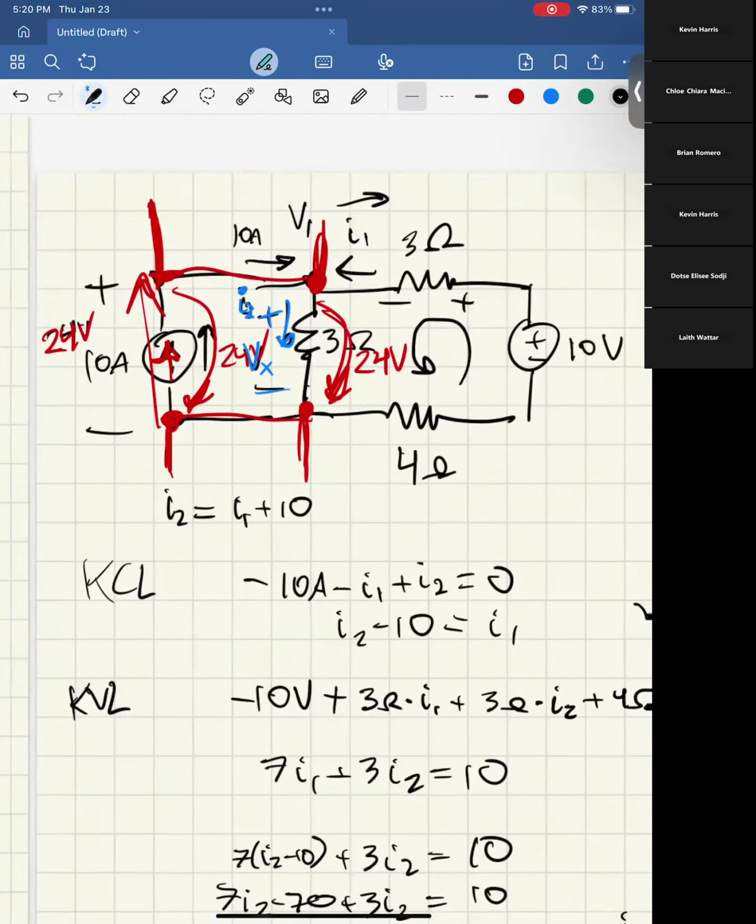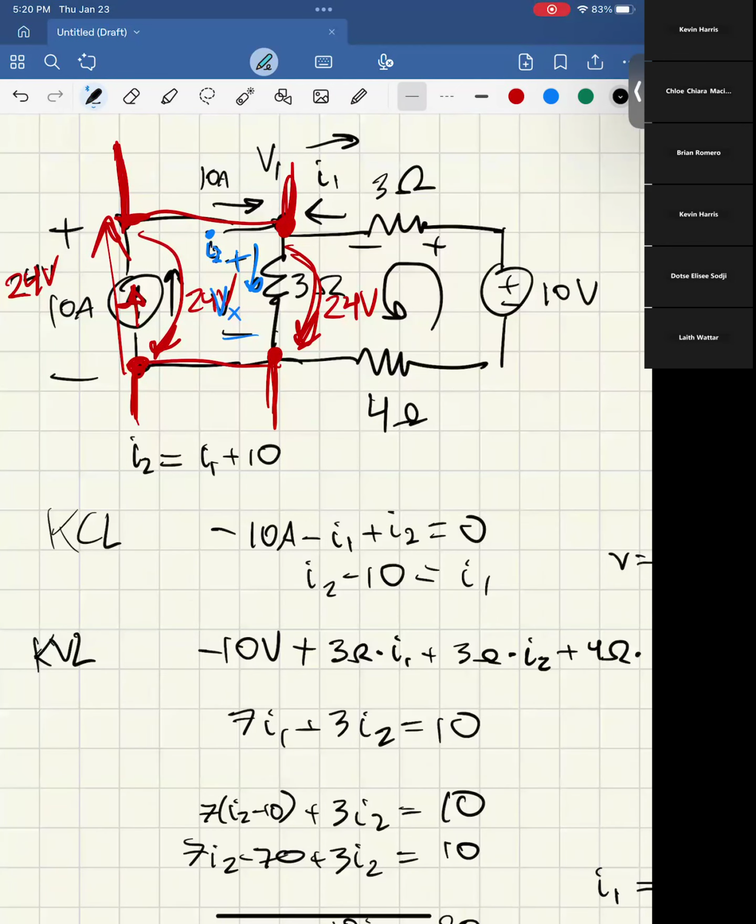So once we found this 24 volts for the resistor, we're saying that the voltage here is the same as the voltage here, and the voltage here is the same as the voltage here. So if we have plus minus and it's 24 here, then we also have plus minus 24 volts here. Does that make sense? Okay, thank you.